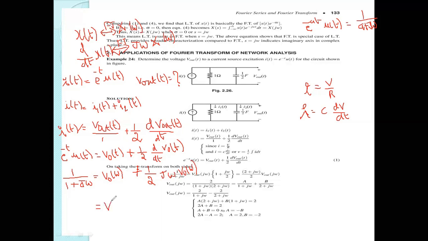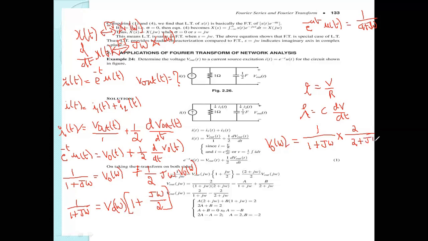Now we can take V naught of omega common, so it is 1 plus j omega by 2, and on the right side it is 1 by 1 plus j omega. Okay. And they are asking to determine the voltage V naught of t. So what is finally the function V naught of omega? Here on the left hand side, 1 by 1 plus j omega, and you can cross multiply this function, the 2 by 2 plus j omega.